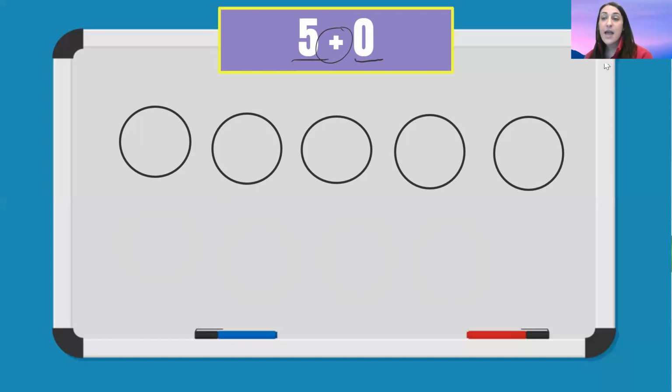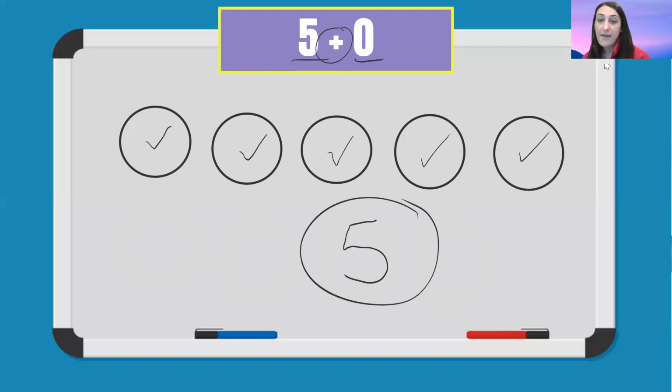We're just going to count how many circles we started with. Let's count them together. 1, 2, 3, 4, 5. That means that 5 plus 0 still equals 5.